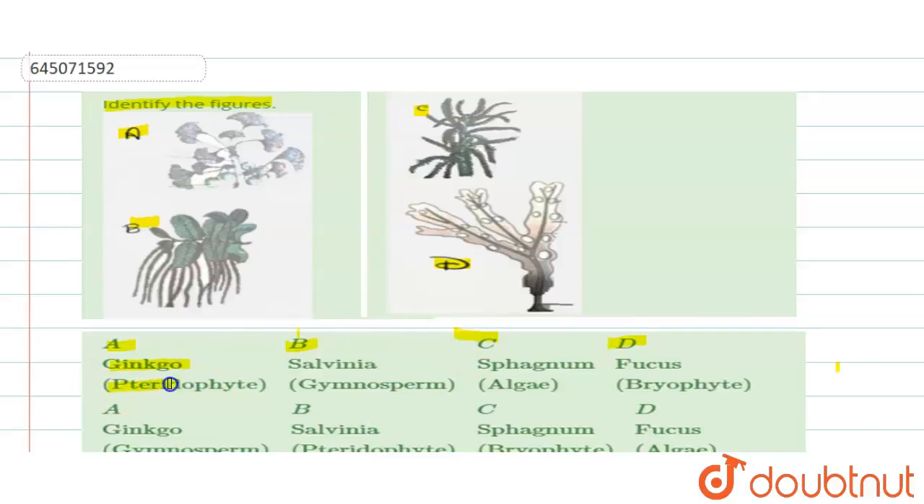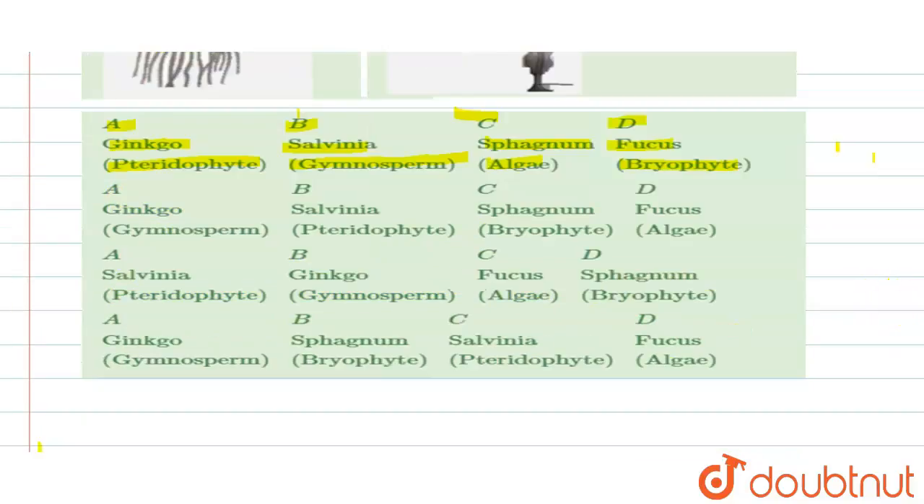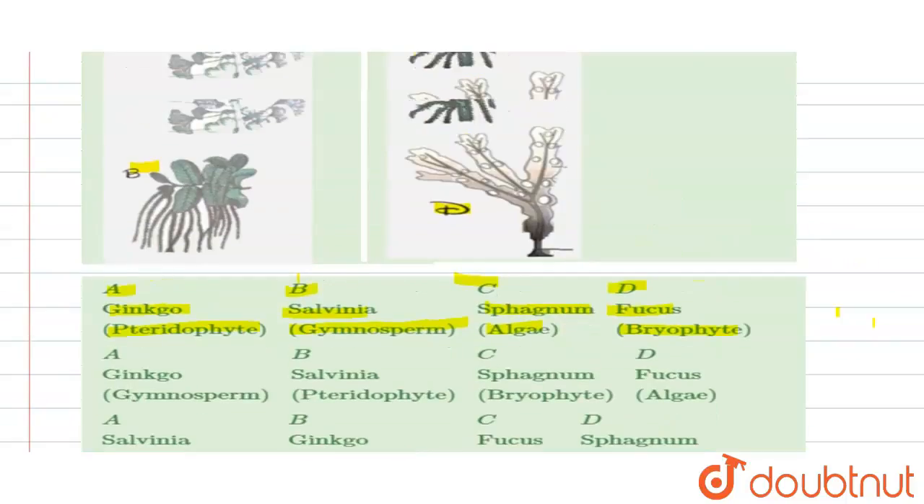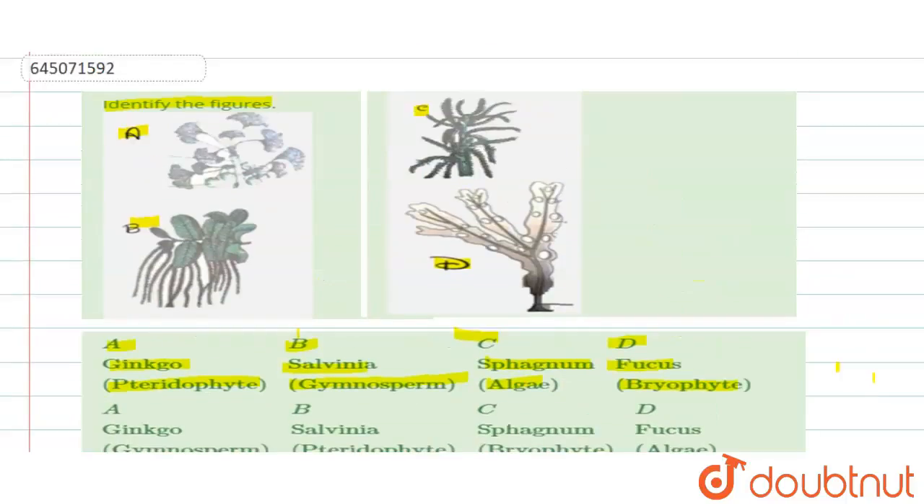Here options like ginkgo, salvinia, sphagnum, fucus are given, and below them the group to which they belong is given. So we are starting first. I am showing all the options that are given here. Then moving on to the first, A, the plant that is given in A.